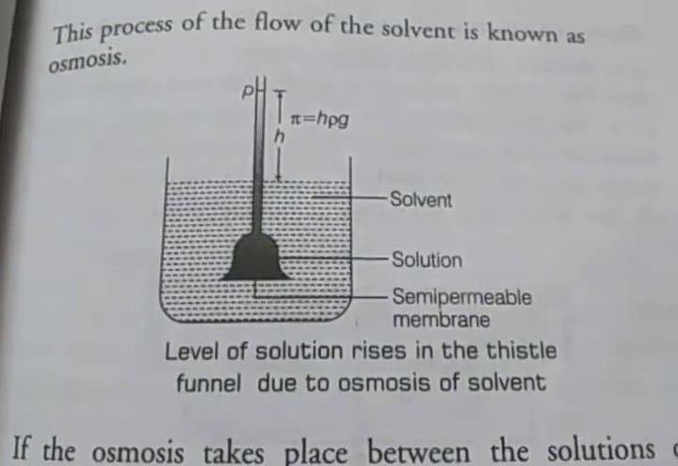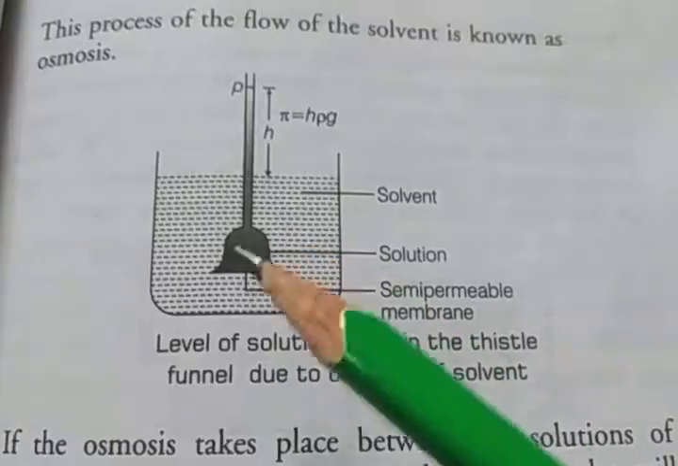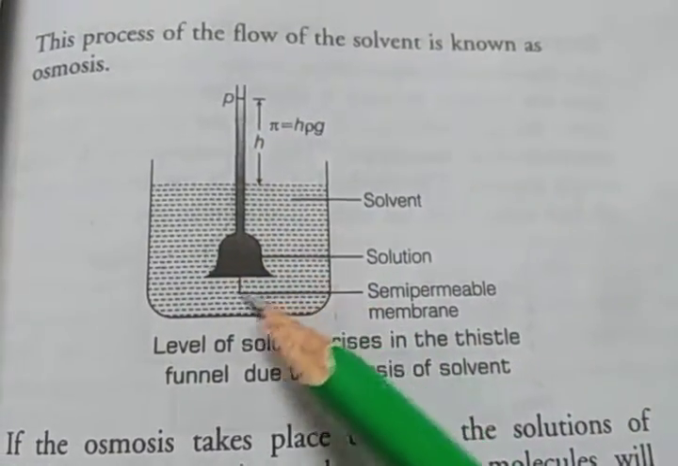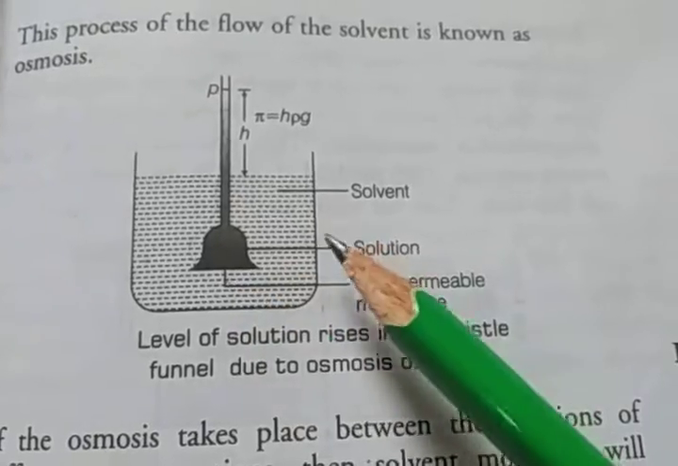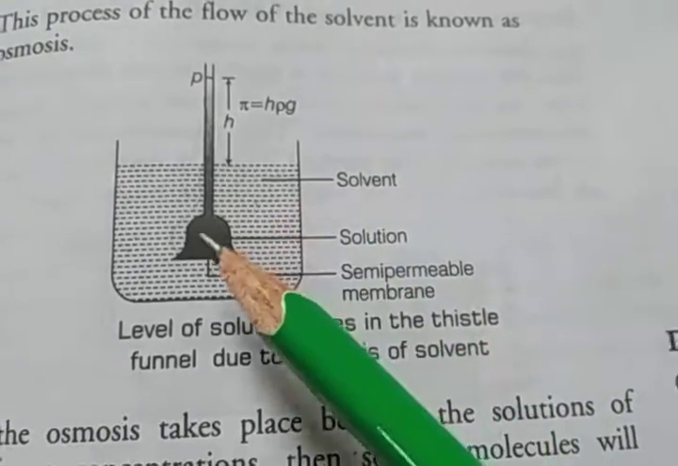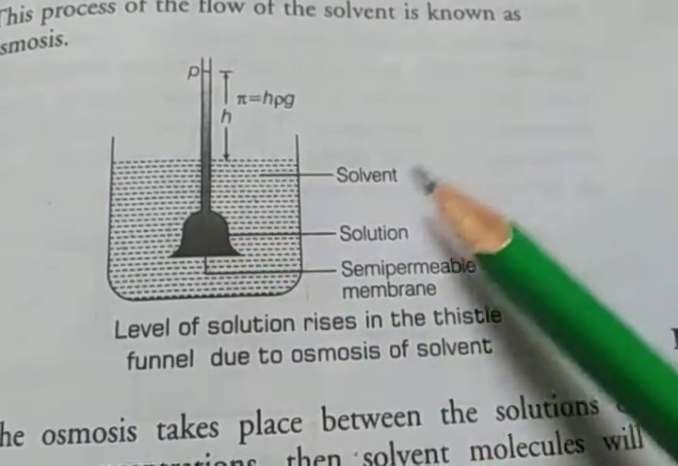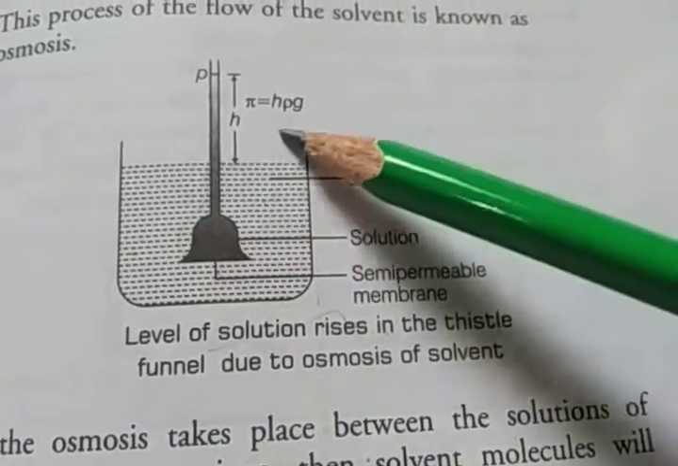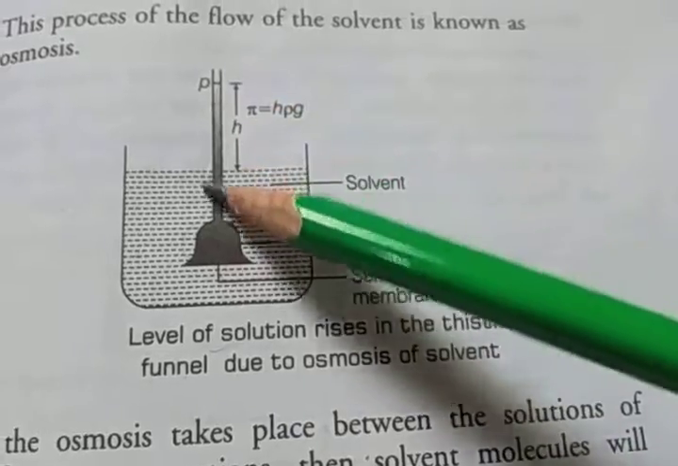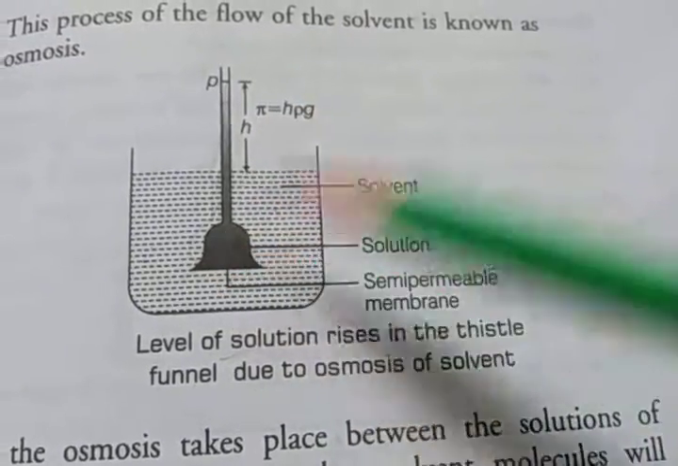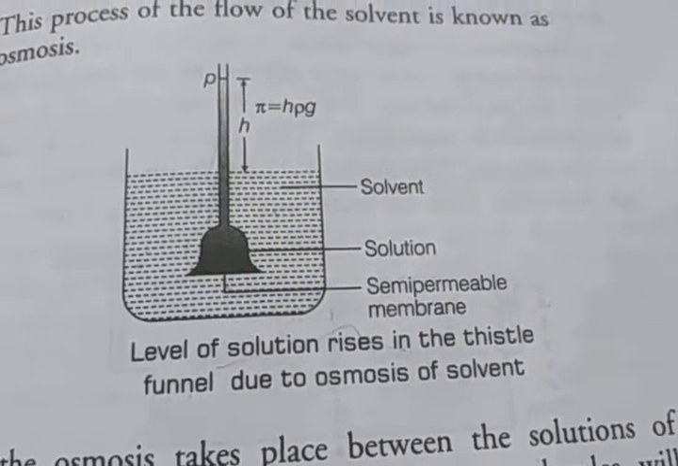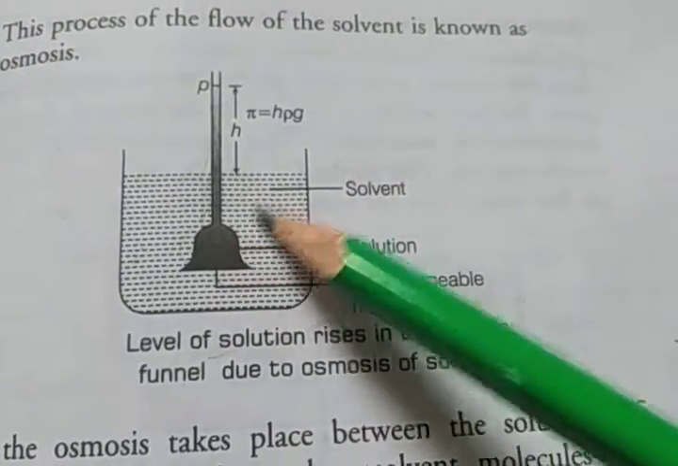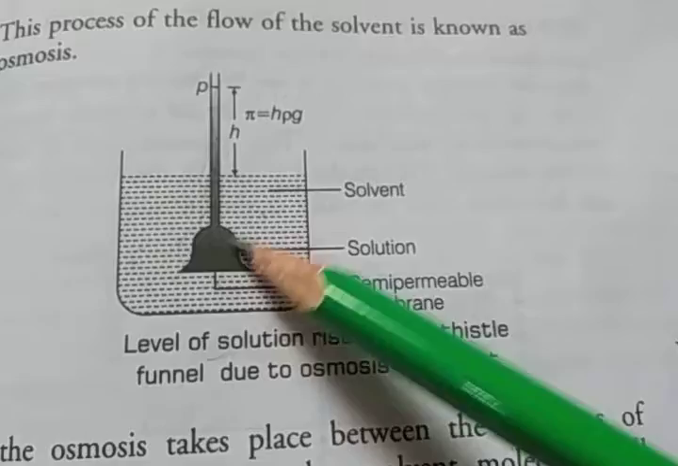This is the semi-permeable membrane. On the outer side is the solvent, and on the inner side is the solution. The level of the solution rises. This is the thistle funnel. Due to osmosis, solvent particles go inside the solution.